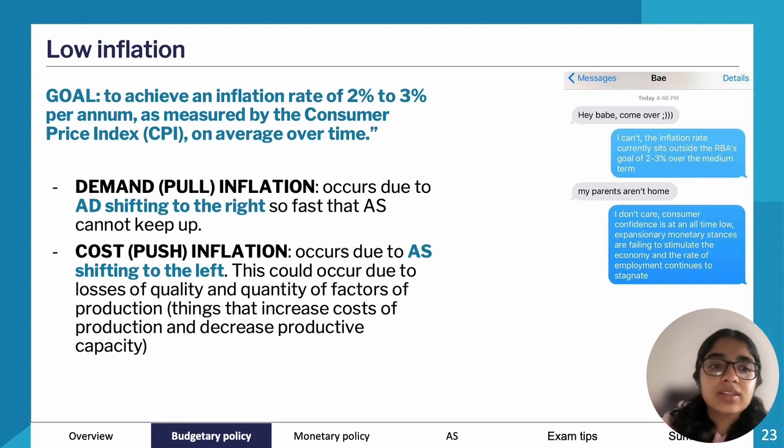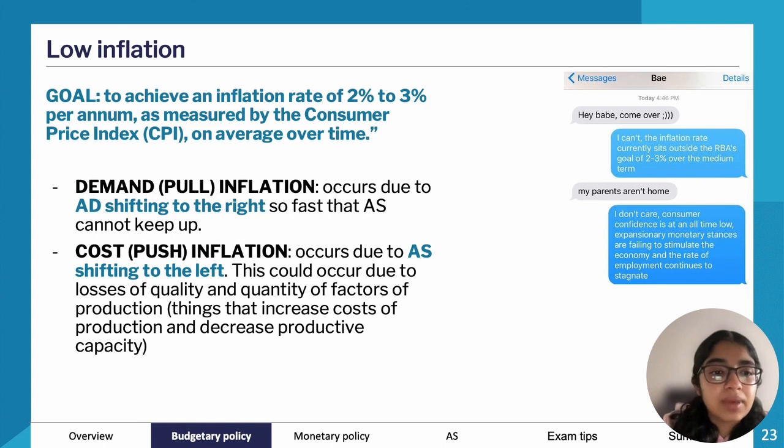So the goal of low inflation is to achieve a rate of inflation between 2 to 3% per year. And it's measured by CPI, and it's on average over time. That's really, really important, that on average over time or over the business cycle, that part is super important. The reason for that is when we measure inflation, we're not just looking at a sudden spike in it or looking at it over a month or something. We're looking at it over a period of time. So we want to make sure that in our definition, we're including that. So make sure at the very end of your definition, you include the on average over time here.